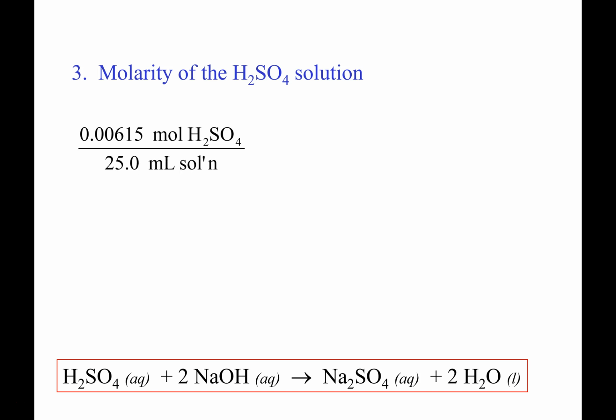So we have come to the conclusion that we must have 0.00615 moles of H2SO4 swimming around in our 25.0 milliliters. But how can I switch, instead of milliliters in the denominator, get liters in the denominator? You multiply by 1,000 milliliters over 1 liter.